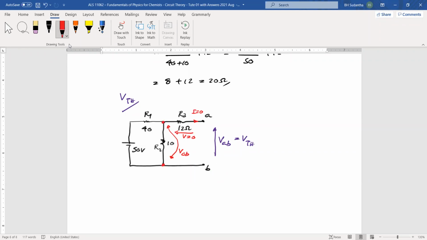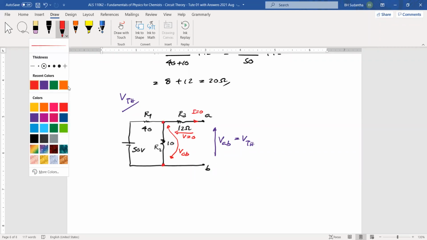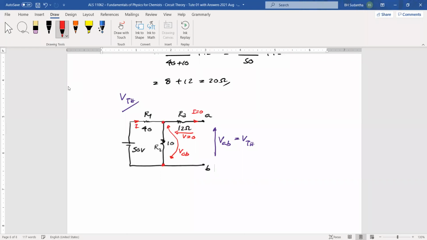Okay. Then we shall mark this current as I. And we can find I: 50 volts equals 40 into I. That current should go through R2 also. So the current is not going through R3. Then plus 10 ohm into I. I is 1 ampere.